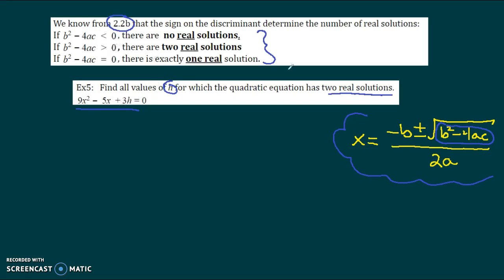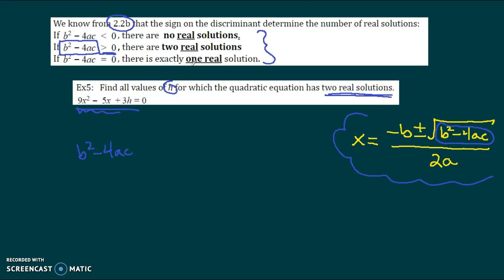For this problem, since I'm trying to find two real solutions, I want to make sure that this expression, b squared minus 4ac, is a positive number, so it's more than 0. So the first part is just to figure out, given this quadratic with this unknown inside of it, what is the value of b squared minus 4ac?